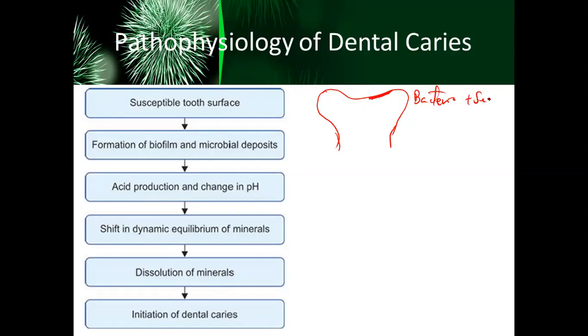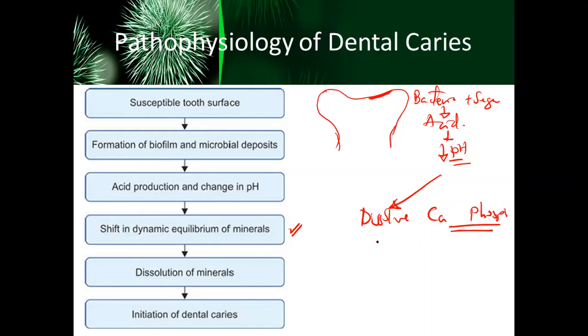now if you add something like sugar, we have production of some acid. Okay, that acid changes the pH. Obviously, the pH goes down. Okay, and normally anything below 5.5 is a problem. Now, this pH changes the dynamism of the minerals, and the minerals now dissolve, because of the change of the pH. That means the calcium and the phosphate that we have, they dissolve. That dissolving causes some cavity.